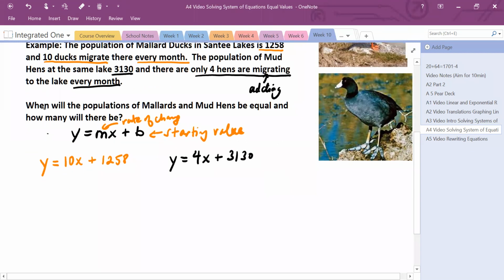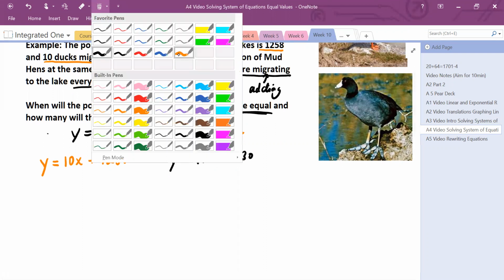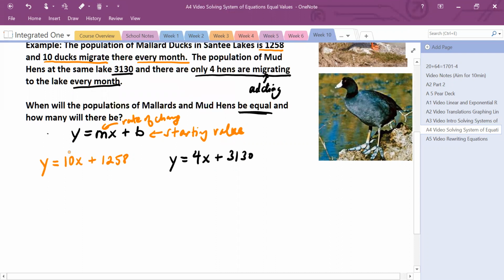Now, our question again is asking, when will the populations of mallards and mud hens be equal? And how many will there be? So just like in the video yesterday, we're going to take these 2 equations and set them equal to each other because we want to know when they're equal. So we're going to take 10x plus 1,258 is equal to, here's our mud hens, 4x plus 3,130. I could not get that out.